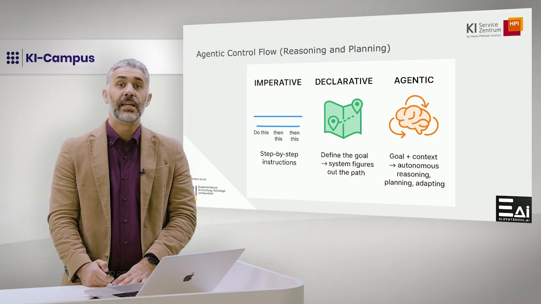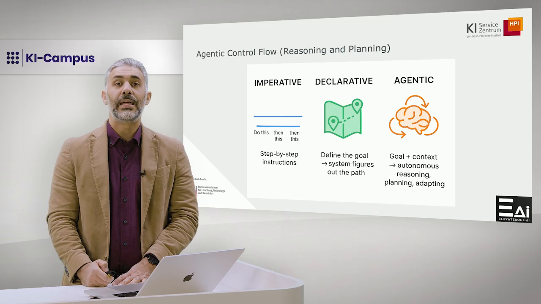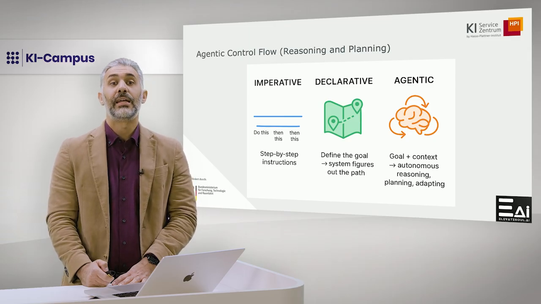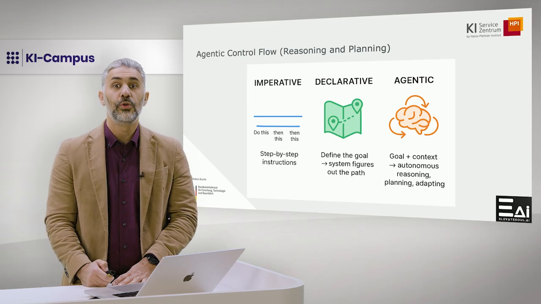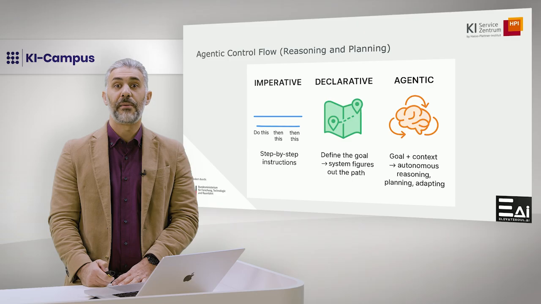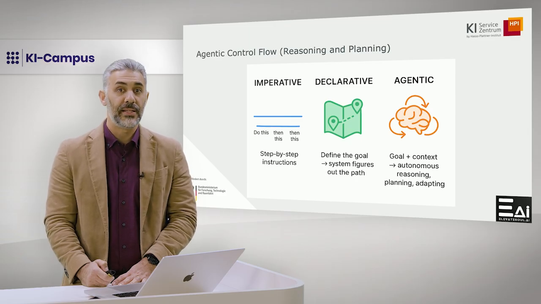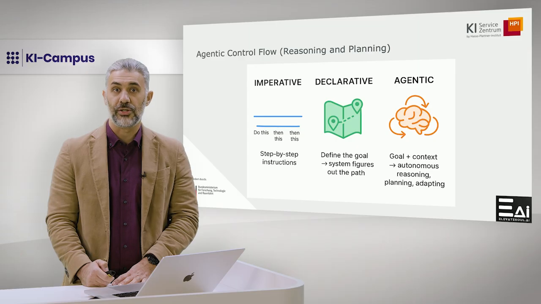So in summary, in an imperative control flow, you tell the system every step. In a declarative control flow, you tell the system the goal. And in an agentic control flow, you provide the goal plus the context, and the system reasons, plans, and adapts. This shift from executing instructions or accomplishing known goals to autonomous decision-making is a fundamental capability enabled by large language models.